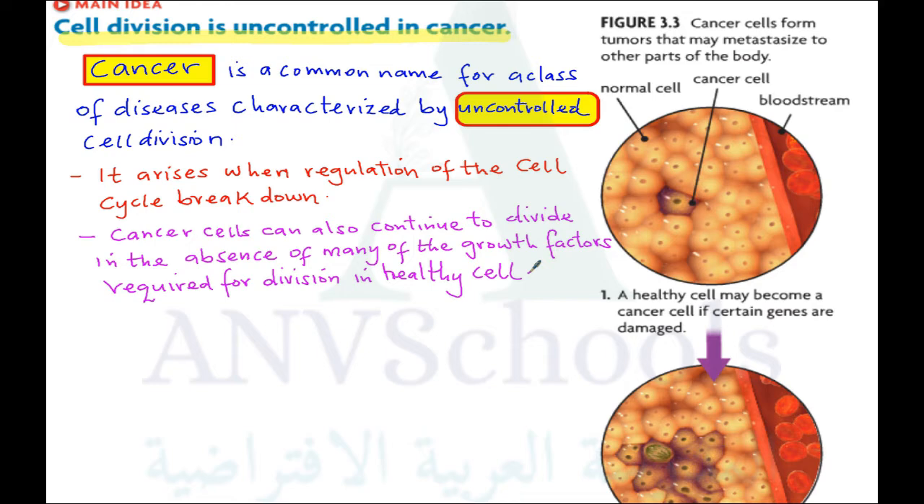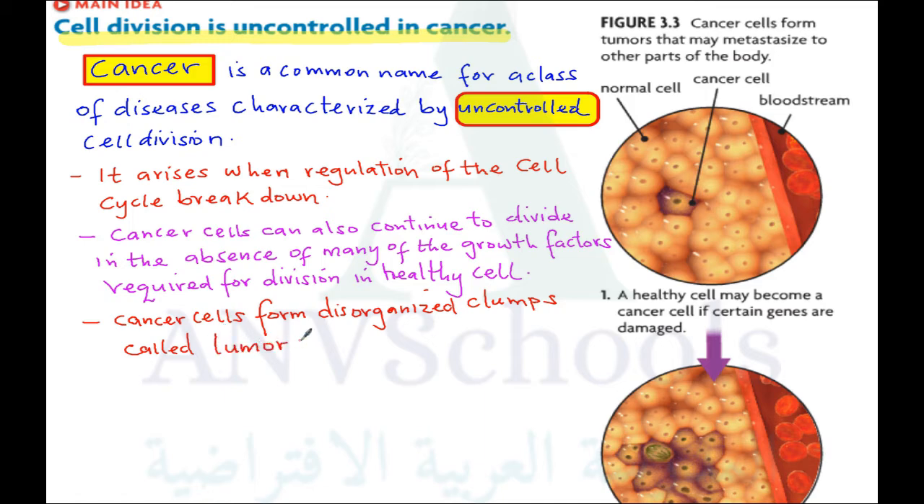So cancer cells form disorganized clumps. They form these disorganized clumps called tumors.